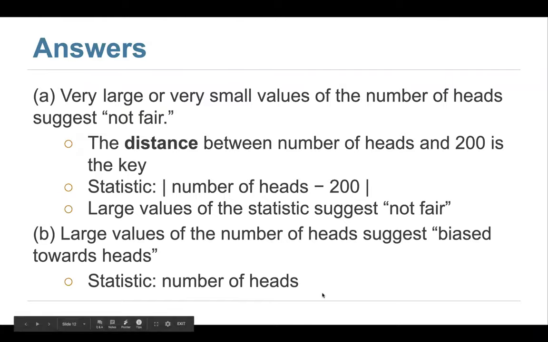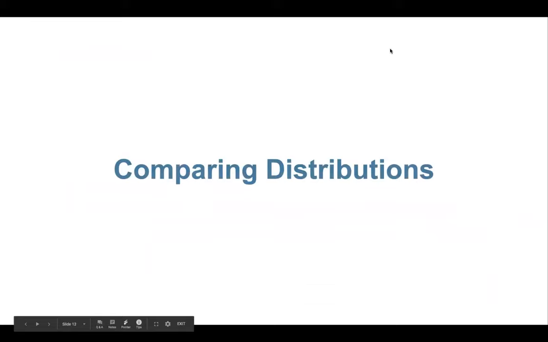All right. So I think let's move on. So those are some examples of how we chose statistics in a couple different scenarios. Now let's go to comparing distributions.